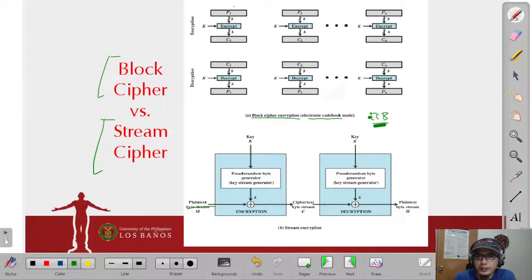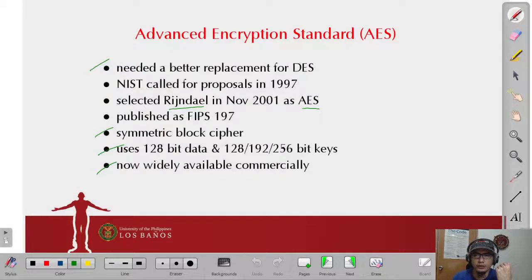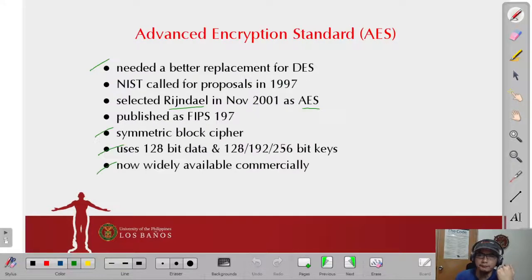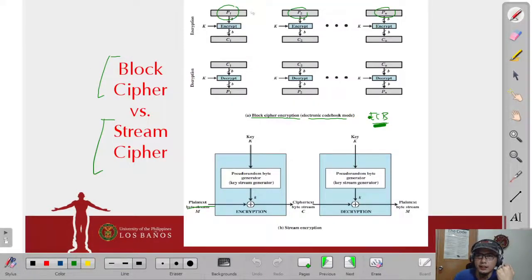Your plain text is divided into blocks. In this case, there are n blocks. In the case of DES, the block size is 64 bits, so each of these blocks is 64 bits. Then you have the key, and you have the encryption algorithm that will encrypt this plain text using this key, and you get ciphertext.